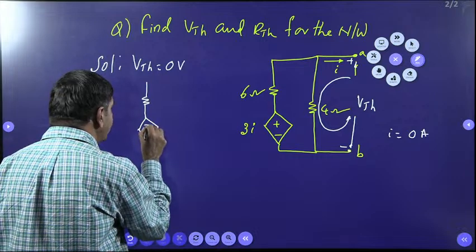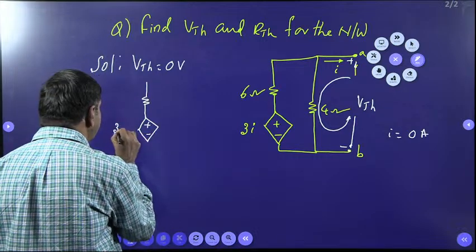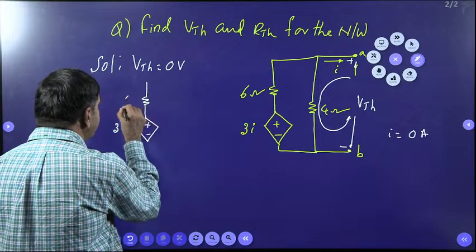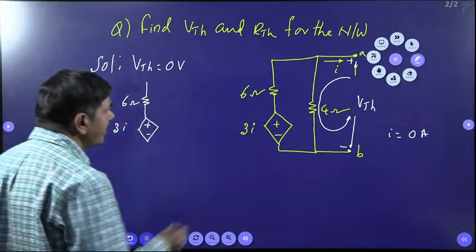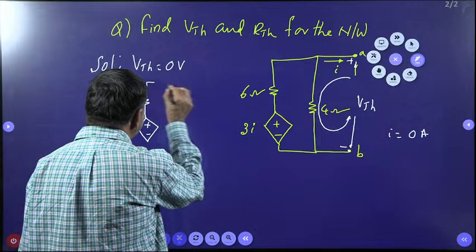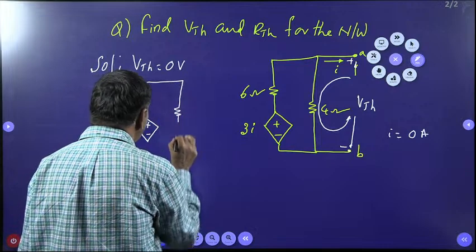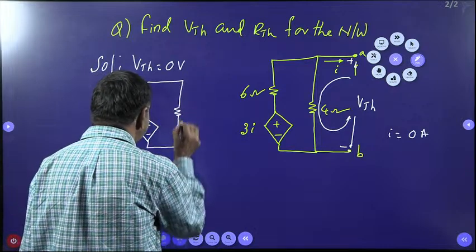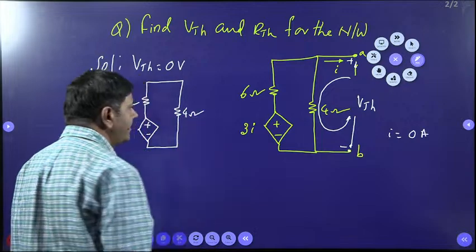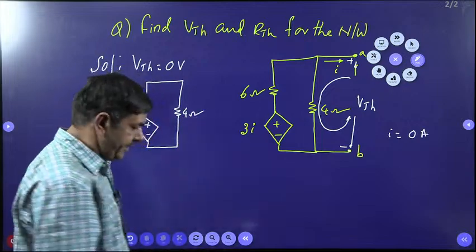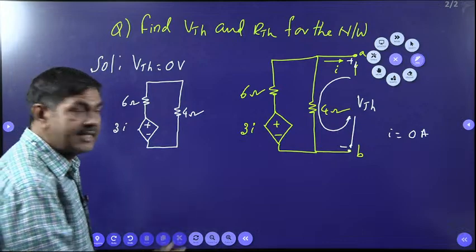That source is given with what? 3I. The resistor is given 6 ohms. Here I want to connect a 4 ohm resistor. Here I got a 4 ohm resistor. This is 4 ohms. And across VTH, I connected one current source.